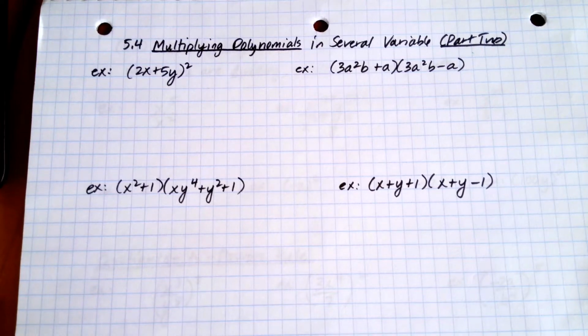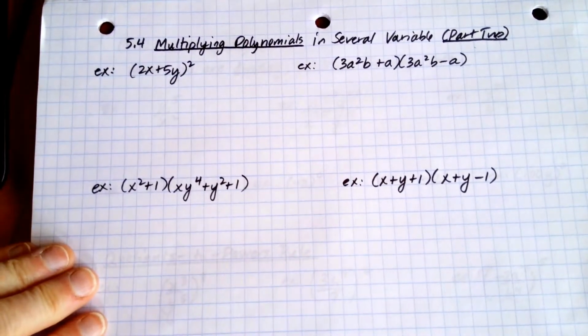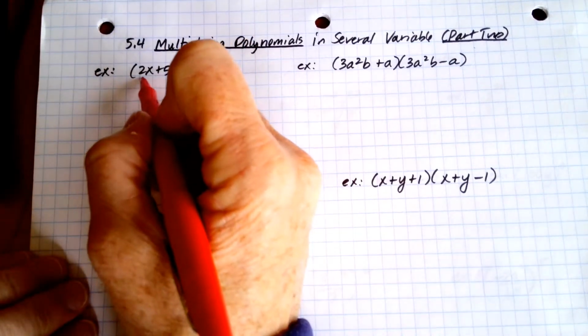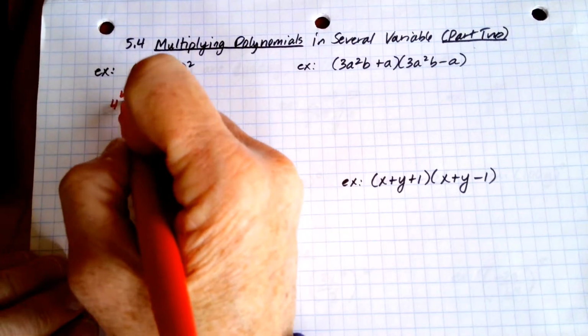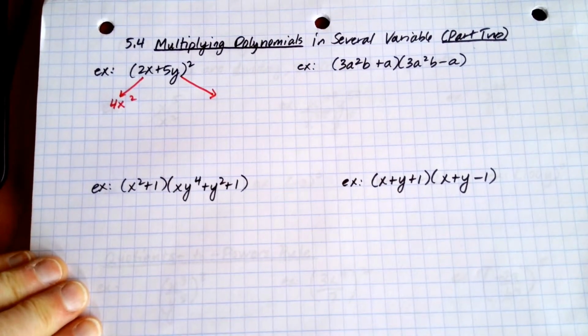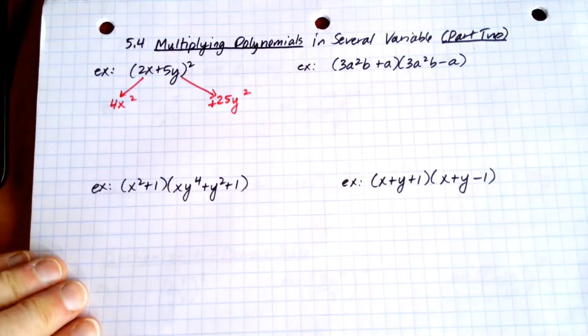Good morning. This video is about multiplying polynomials in several variables, and they have some special cases, like we have a binomial squared. So remember when we did binomials squared last week, we had a special formula for doing it. You square the first term, so 2x times itself is 4x squared. You square the last term. 5y times 5y is 25y squared. Remember, it's always a sum.